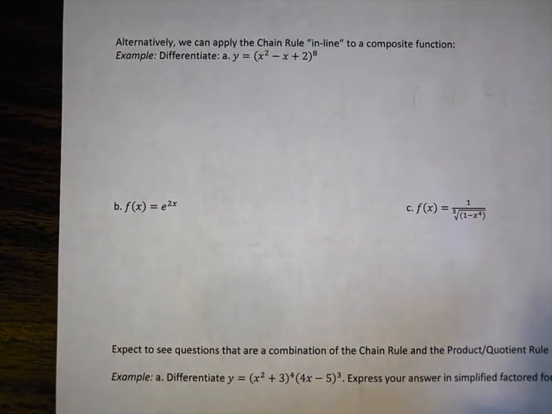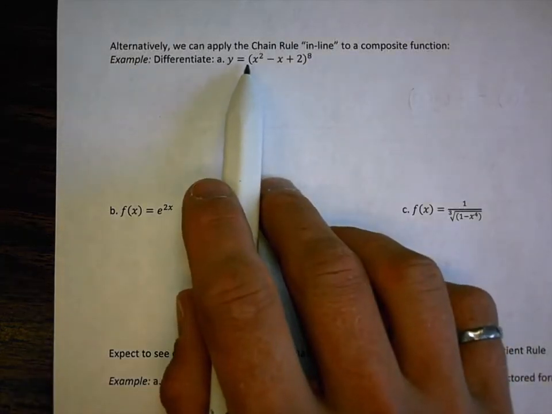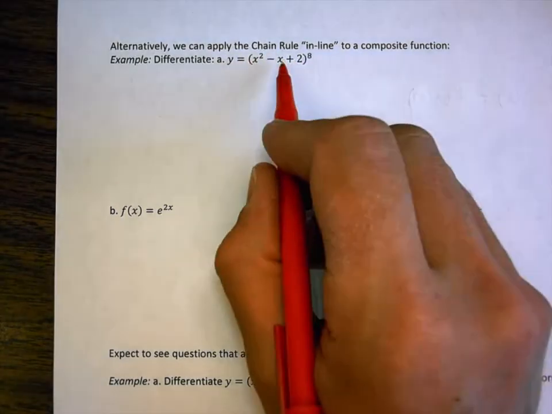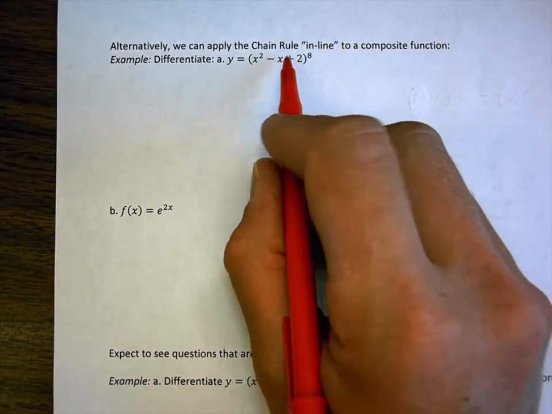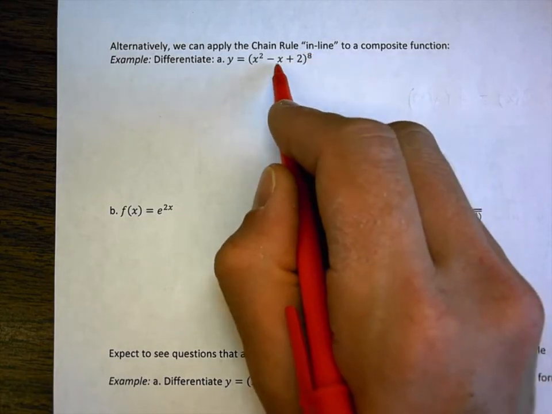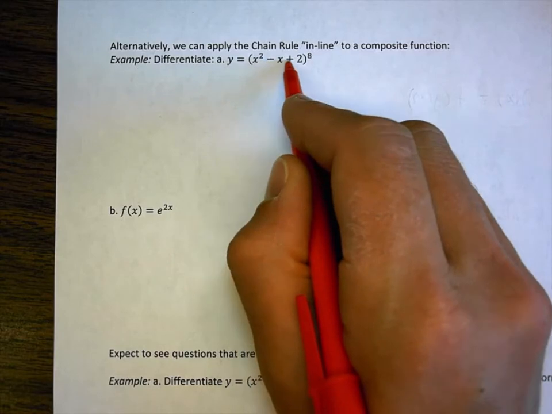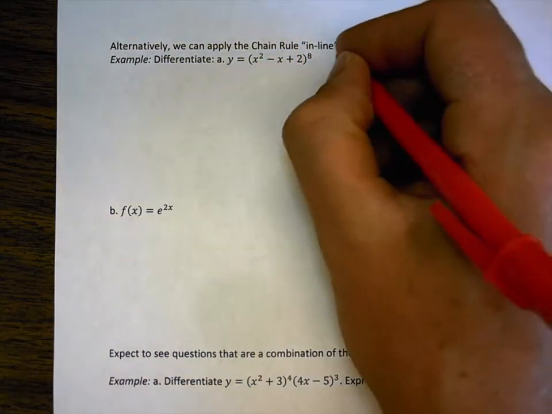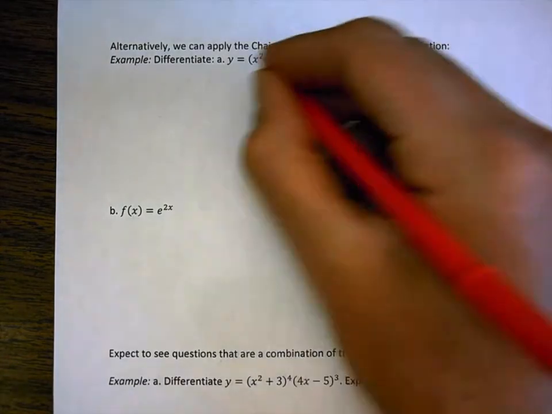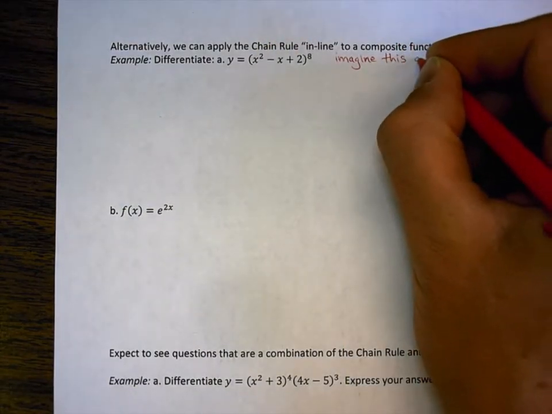So you have an outside function. If you look at this, you should see an outside and inside function. This is something to the power of 8. So that's my outside function, something to the power of 8. And then there's an inside function, which is x squared minus x plus 2. So I want you to imagine this, not as some crazy expression, but imagine this as a function within a function.